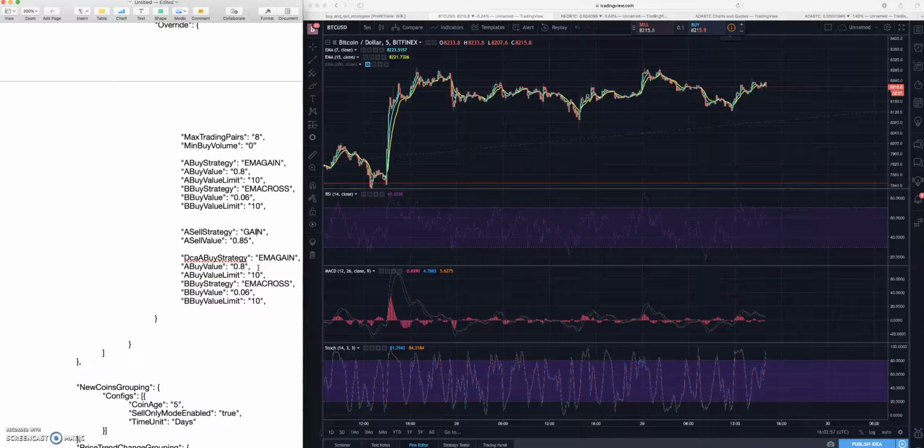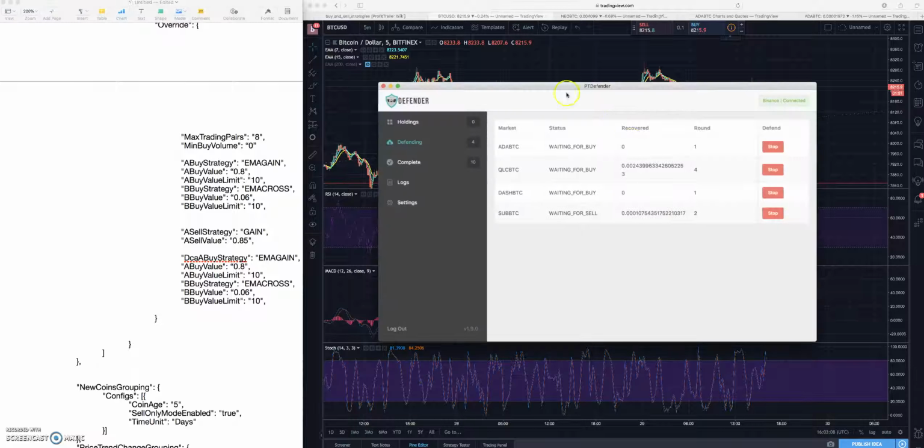So that's my idea. I am looking somewhat into using the MACD. I have not released the settings because I don't want to release them before I've run through them a few times. And I just wanted to give that idea out there for anybody using Defender.